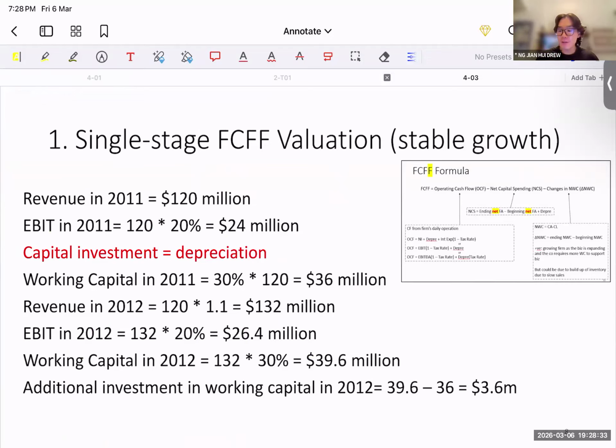Okay, so let's start off with the calculation of our EBIT first. We know that revenue is 120 million as stated in the question. EBIT is always 20%, so let's say that's 20% of 120. This is our EBIT. Now, the question has given us that capital investment equals depreciation.